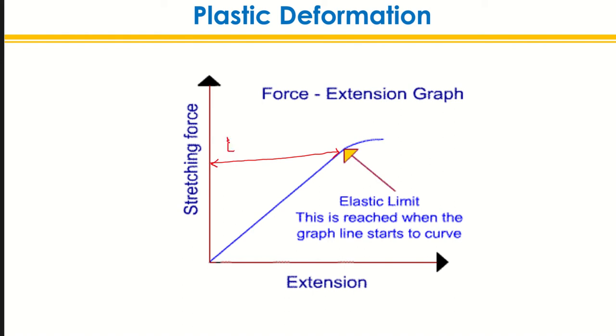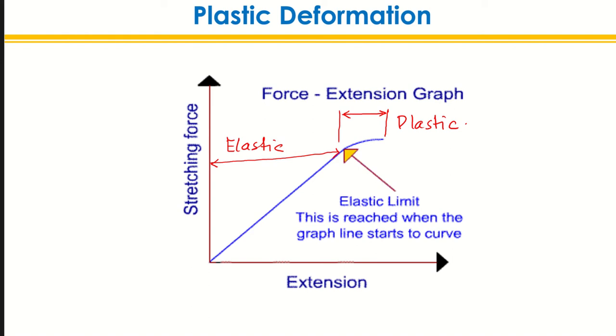So this change is elastic, but after that you can see the graph is not a straight line. So this shows a plastic deformation. As long as the graph is a straight line, this shows that the material could be restored into its original shape. So there is a limit for that, which we call the proportionality limit or the elastic limit.